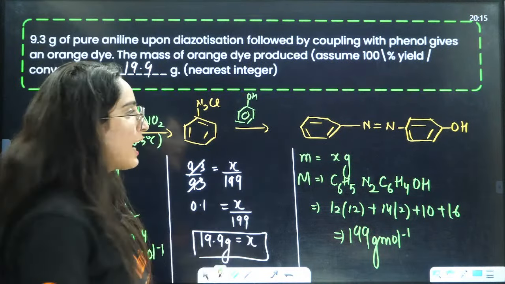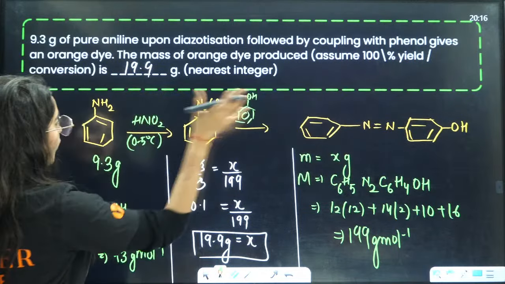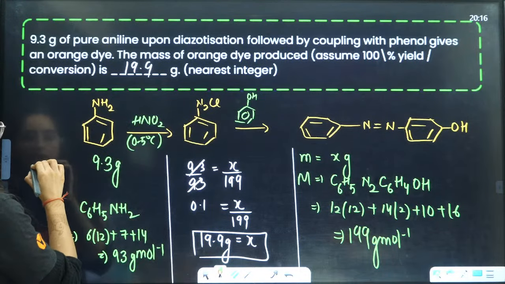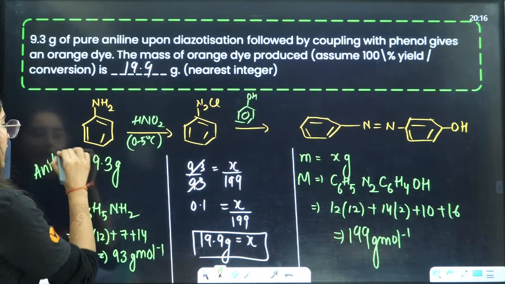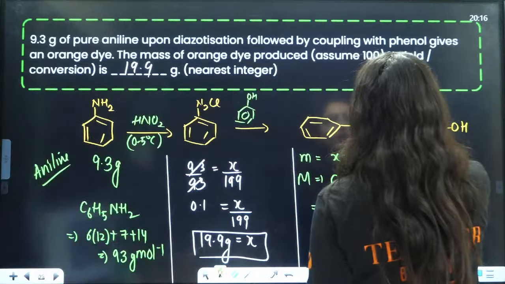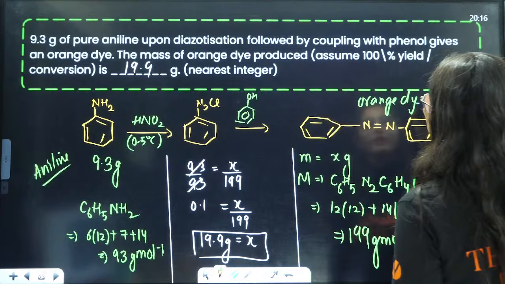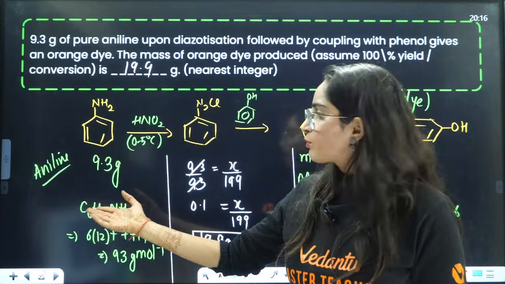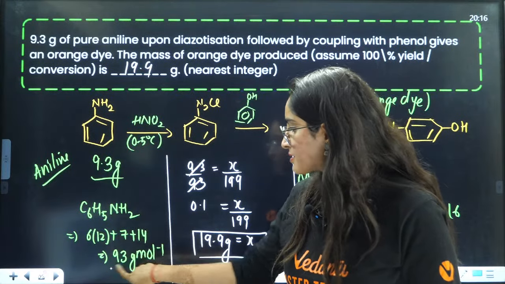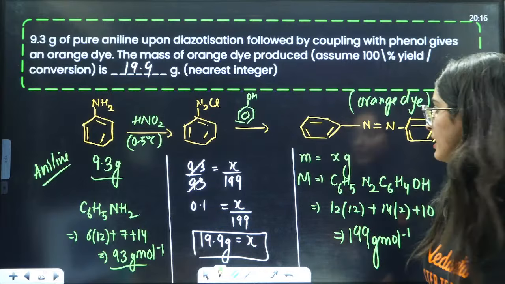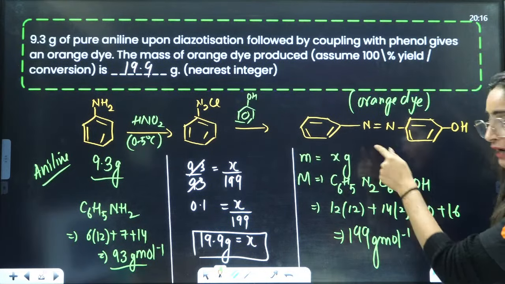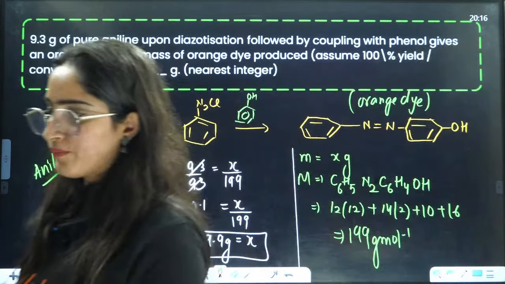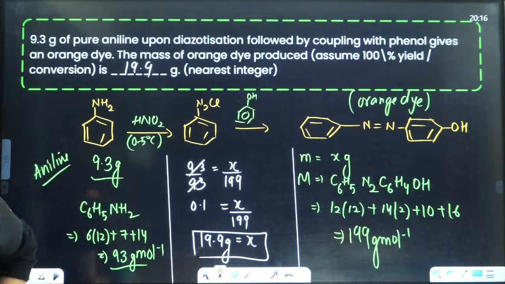So we know that the number of moles of orange dye formed equals the number of moles of aniline. So we will calculate the number of moles: here we have aniline, and this is the orange dye. So the number of moles will be the same. Here the molar mass you can calculate, mass is given to be 9.3, molar mass is 93, so number of moles is 0.1. Here you have to calculate the molar mass, which comes out to be 199, then the answer will be 19.9 gram. Okay, just equate these two things.